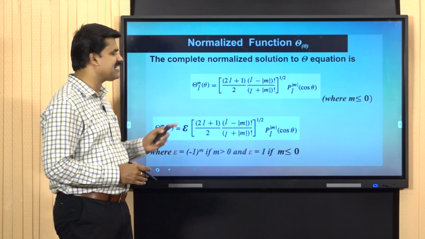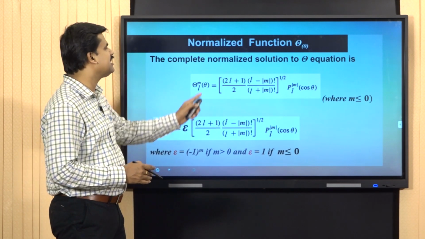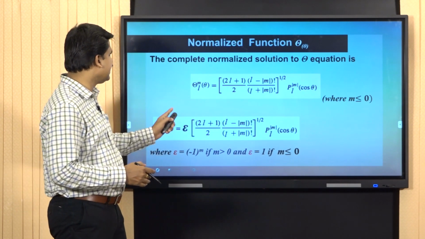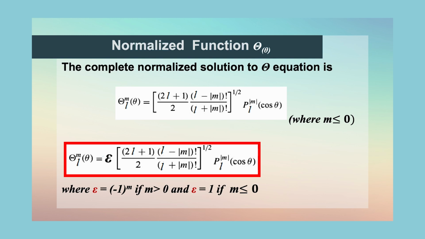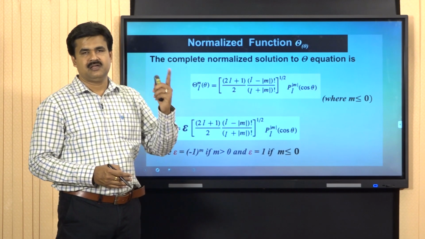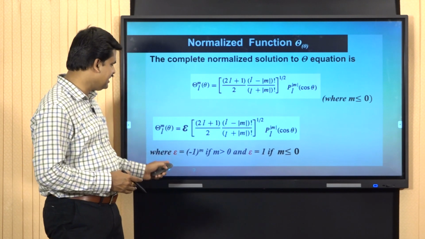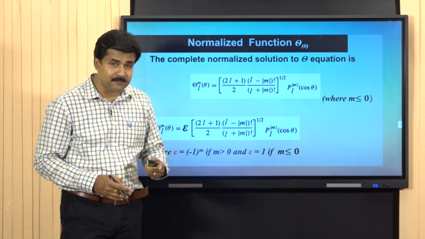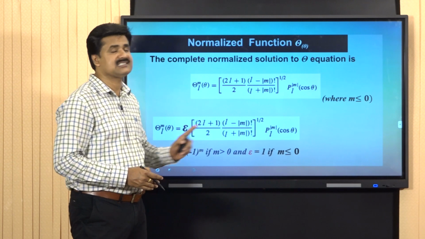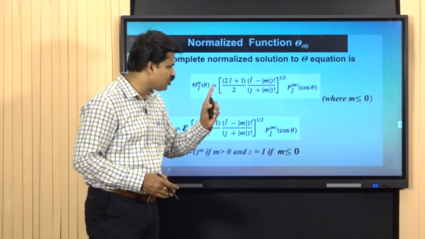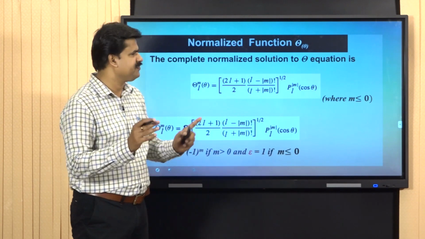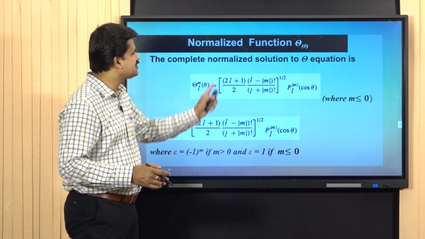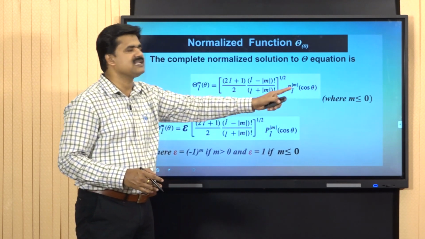And I have to introduce a correction parameter called epsilon in this equation, and this equation can be corrected like this. Theta_LM(theta) is equal to epsilon into (2L + 1)(L - |m|)! divided by 2(L + |m|)!, the whole raised to 1/2, into P_L^|m|(cos theta). Here the correction parameter epsilon is taken as (-1)^m, where m is greater than 0, and epsilon is equal to 1 if m is less than or equal to 0. In this term, there is no epsilon because epsilon is equal to 1, as the condition is m less than or equal to 0.